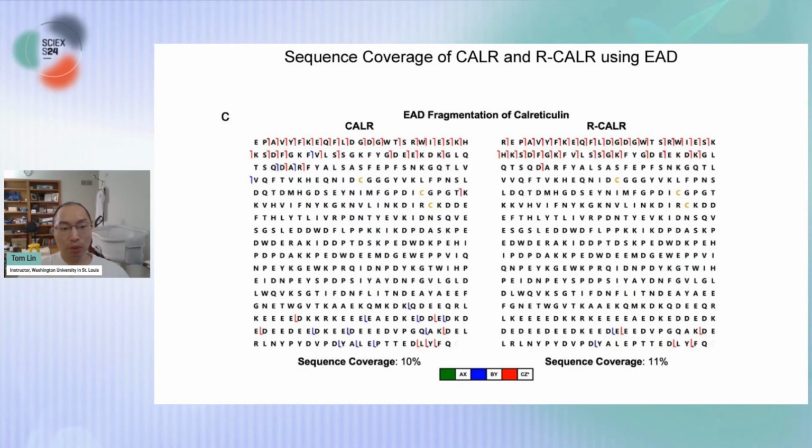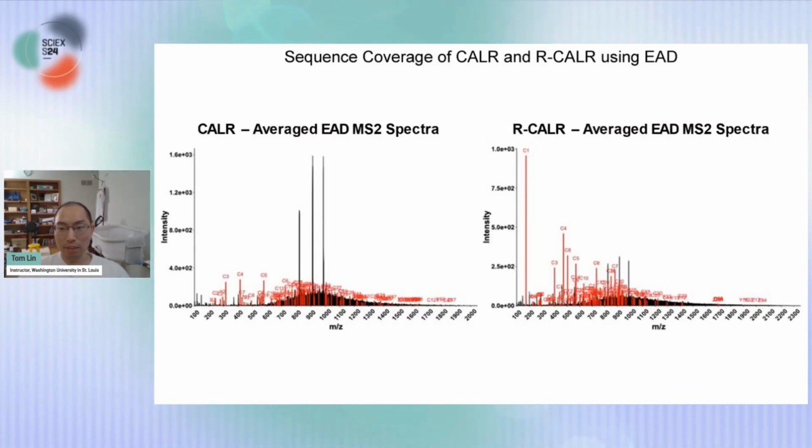We then sent the two species for EAD fragmentation and got around 10 to 11 percent sequence coverage for both protein forms. Because arginylation happens mostly on the protein N-terminals, and the EAD shows efficient fragmentation on the N-terminal, the missed sequence coverage did not affect our arginylation studies in this analysis.